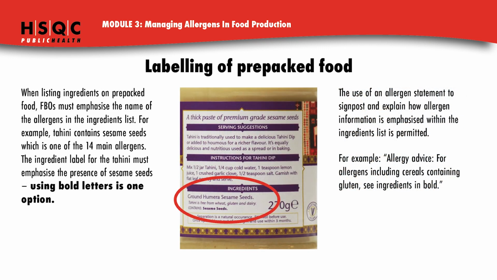Labelling of pre-packed food. When listing ingredients on pre-packed food, FBOs must emphasize the name of the allergens in the ingredients list. For example, tahini contains sesame seeds, which is one of the 14 main allergens. The ingredient label for the tahini must emphasize the presence of sesame seeds. Using bold letters is one option.